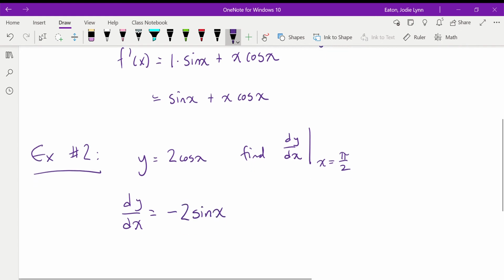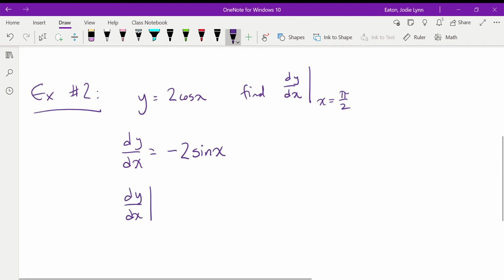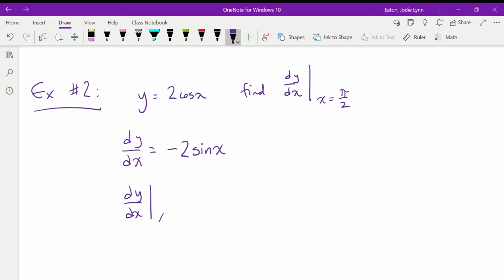Now we are going to evaluate this at x equals pi over 2. So dy dx evaluated at x equals pi over 2 gives us negative 2 times sine pi over 2. Well, what is sine pi over 2? Sine pi over 2 is 1. So this is negative 2 times 1, which is just negative 2.